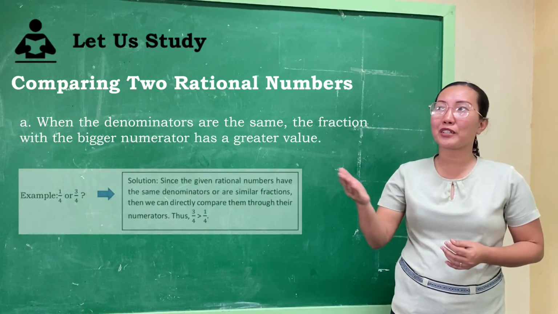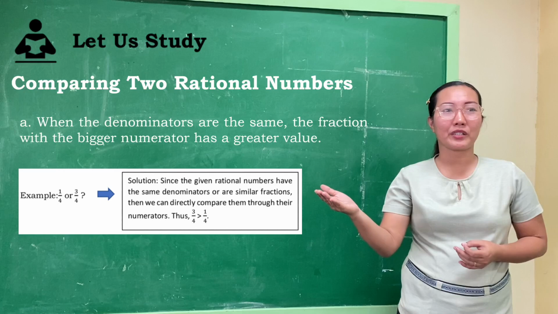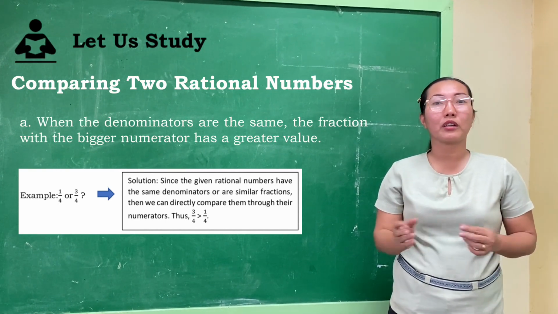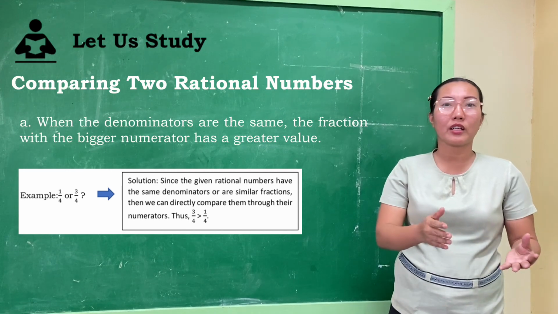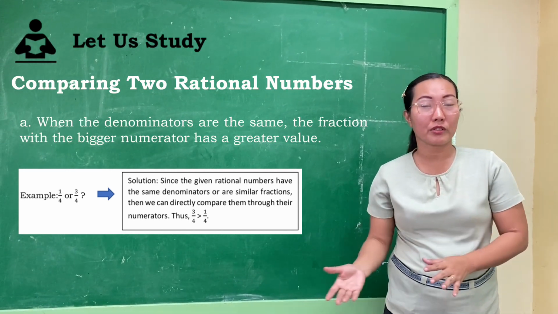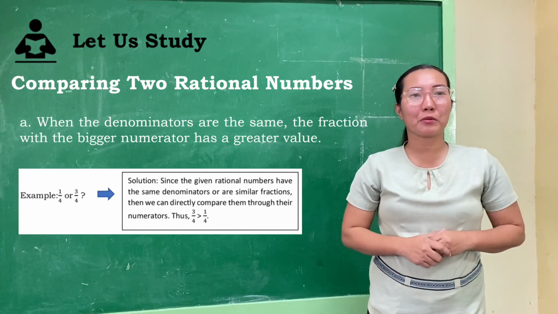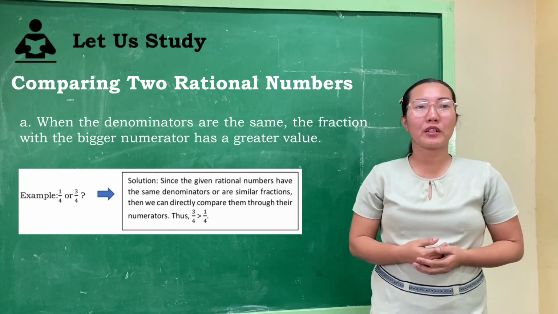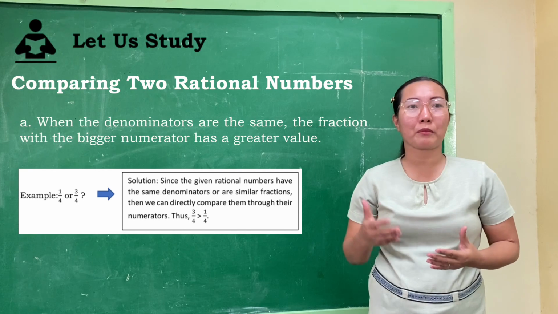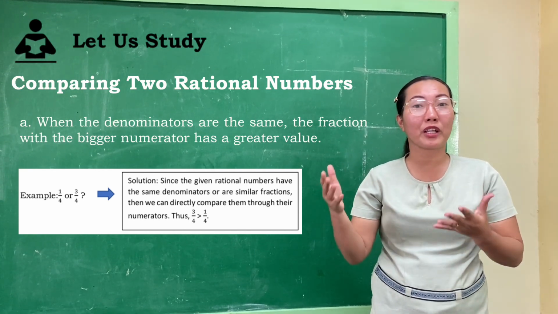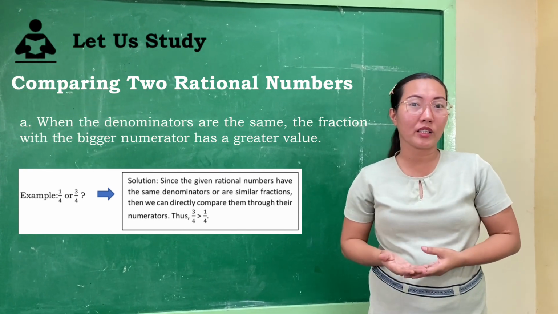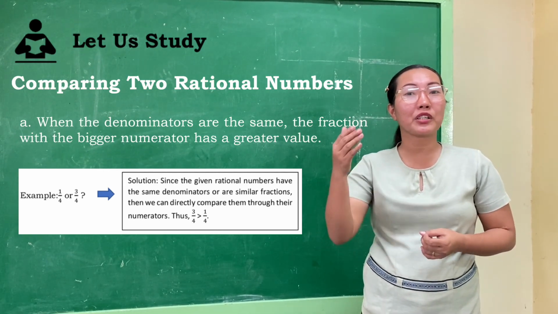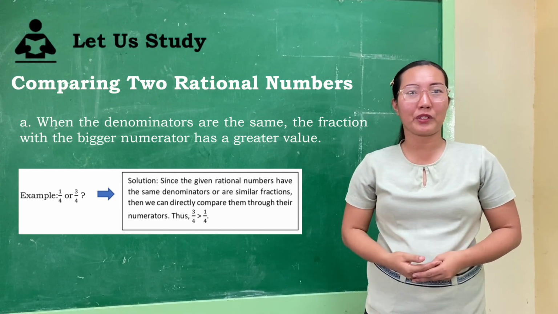For example, we have this 1/4 and 3/4. So we are going to compare which between the two rational numbers is greater and which one has a smaller value. Since the given rational numbers have the same denominator, or simply similar fractions, then we can directly compare them through their numerators. So their numerators are 3 and 1. So the greater is 3. Therefore, we can conclude that 3/4 is greater than 1/4.